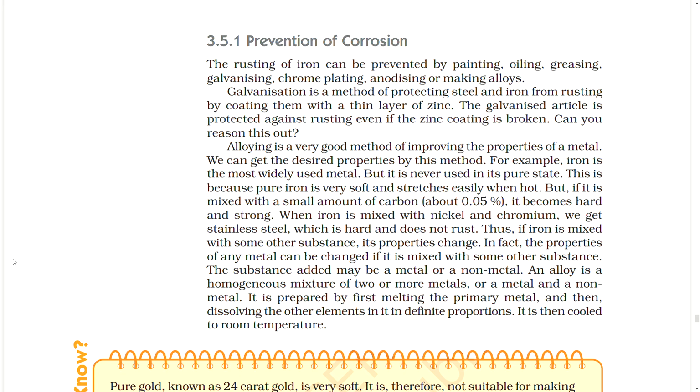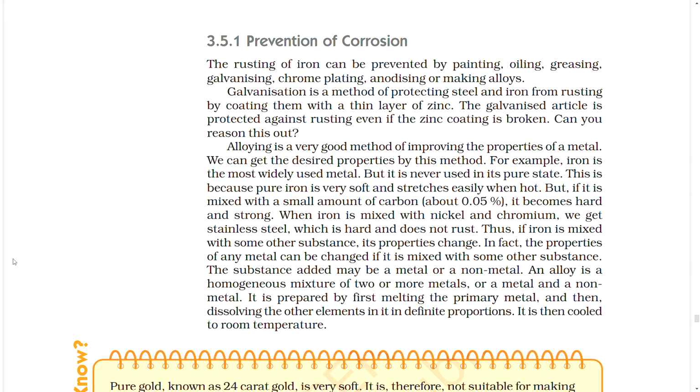When iron is mixed with nickel and chromium, we get stainless steel, which is hard and does not rust. Thus, if iron is mixed with some other substance, its properties change. In fact, the properties of any metal can be changed if it is mixed with some other substances. The substance added may be a metal or a non-metal.